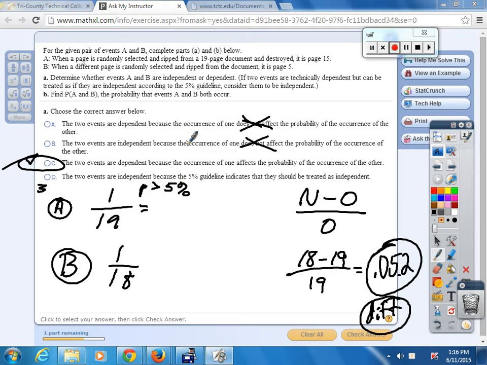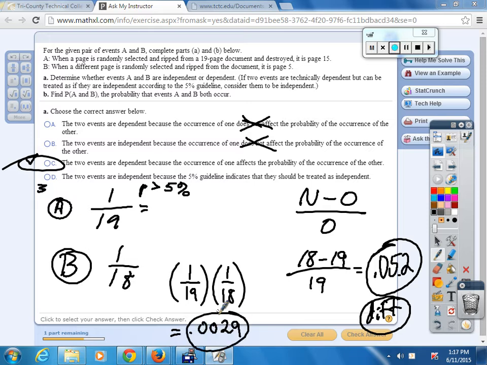Did they ask something else? Okay, probability. Then, since it is dependent, you take 1 over 19 times what? 1 over 18? Somebody multiply that out. What do you get? 0.0029 should be your probability, or B. I don't know, but C is what I would pick. Never seen this problem before. Must be new.